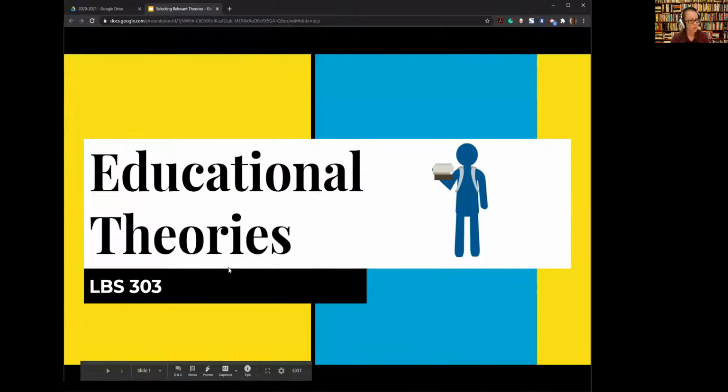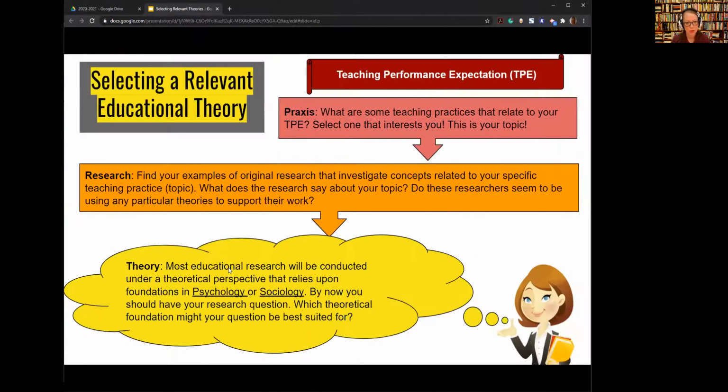The first 4 weeks we talked about praxis. We only looked at practical resources that help teachers on a daily basis, how to teach, how to meet those TPEs. And then we shifted gears a little bit for weeks 5 and 6, and we did some research. We found some research articles. You should have found at least 5 research articles on your topic, and your topic should have been related to your TPE. And now you're going to select an educational theory that you believe relates to that research and that topic. So this is going to help you, I hope. And this presentation is available on Blackboard in the week 7 folder.